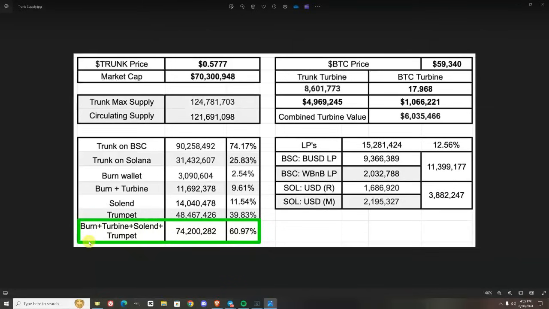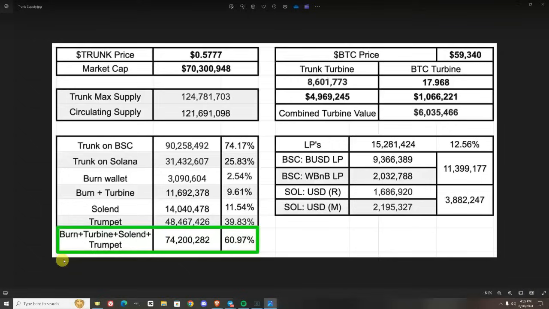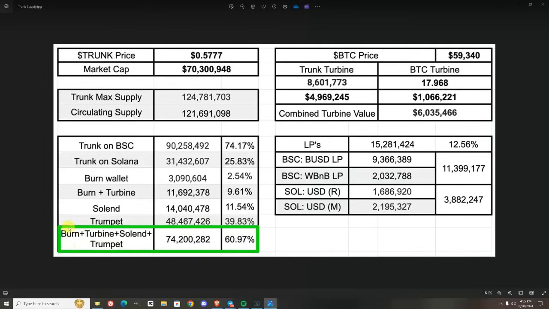And it looks like right now, when you look at just this green box, I know there's a lot going on right here, but when you look at what's inside of your burn wallet, which Bertha was burning, now she's not really burning anything because she's tiny, but when she does get back up, she does burn that, plus the turbines, plus Solend, plus Trumpet, you're looking at 61% of all of max trunk supply being locked up in there. So that's a pretty healthy number, which is nice.